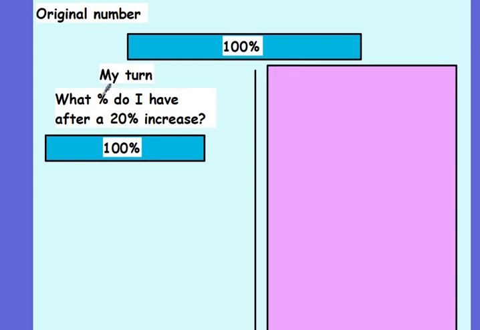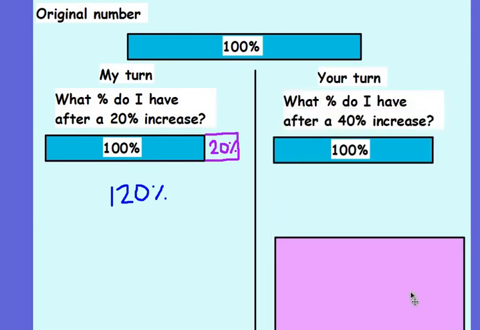My turn. What percentage do I have after a 20% increase? So my original number was 100%. I'm now adding on 20%. So Barbara, what percentage of my number do I have altogether now? Great, I have 120% now. I have my original 100% plus the extra 20% I've added on. Over to you, Year 7.